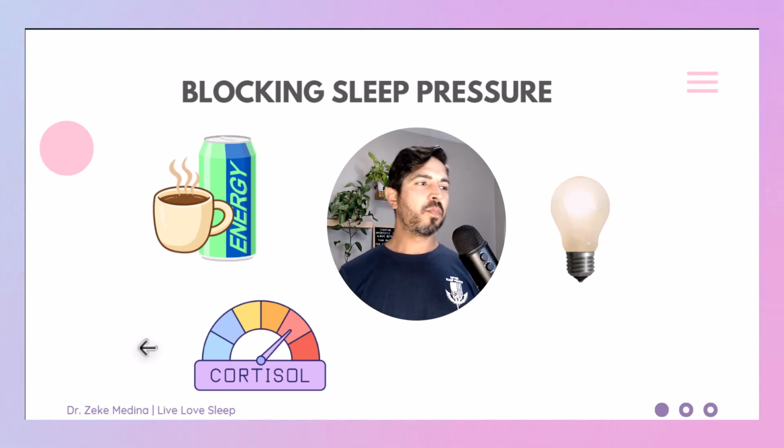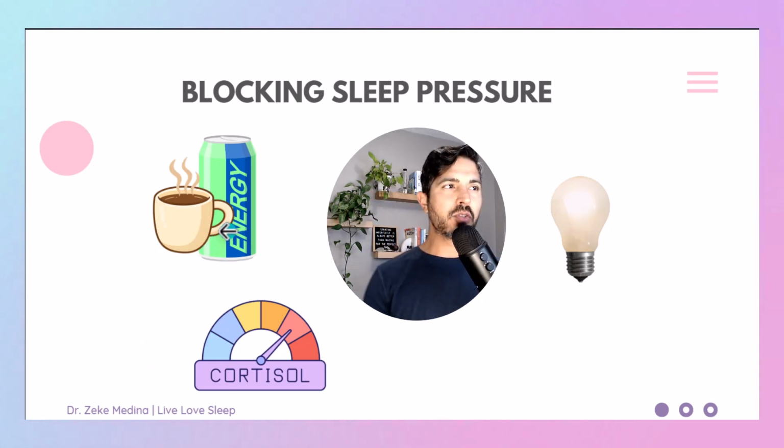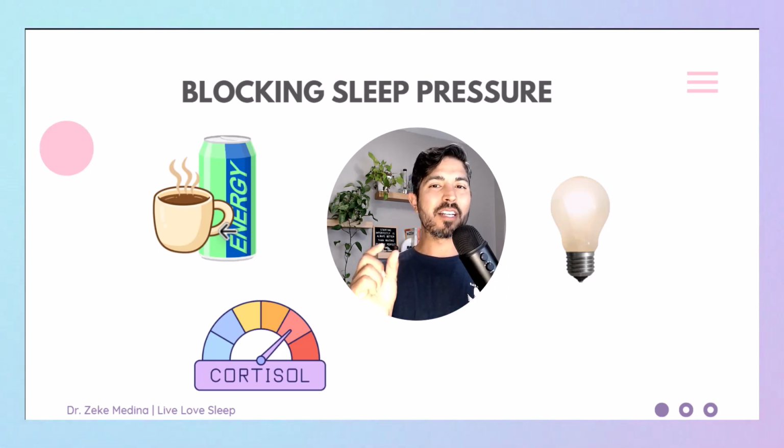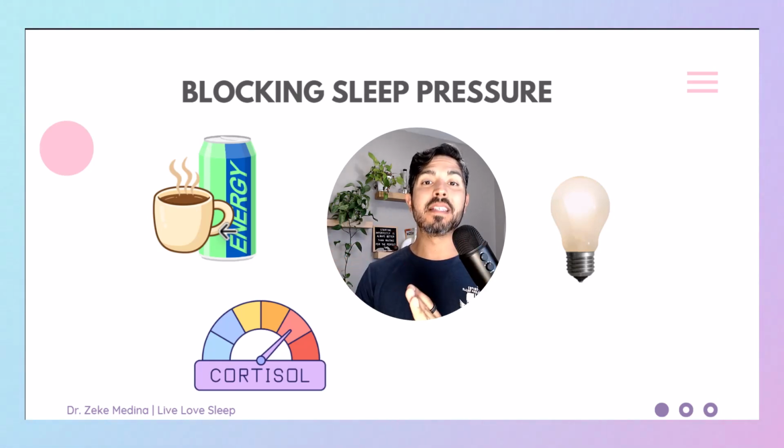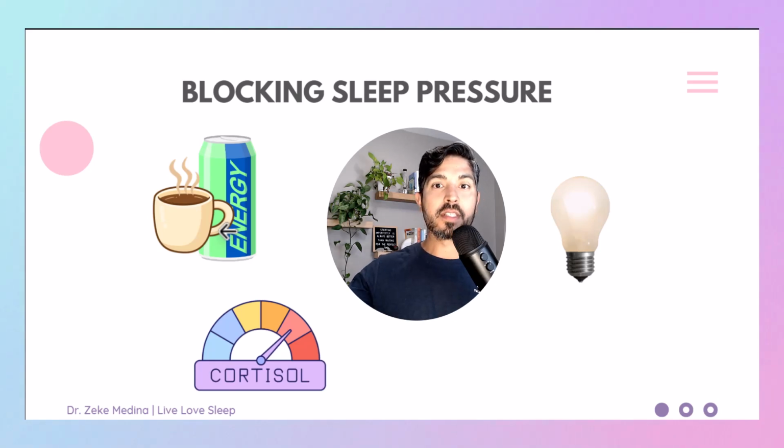And then lastly, I have coffee or energy drinks. Most of these contain caffeine, and caffeine can be very detrimental to your sleep pressure because caffeine is almost the identical molecule to adenosine, which is that sleep pressure molecule. And when you do that, caffeine replaces it so you don't feel the drowsiness in the sleep.